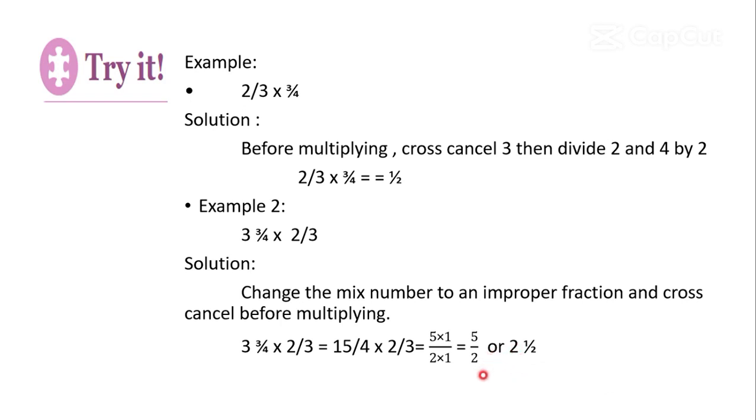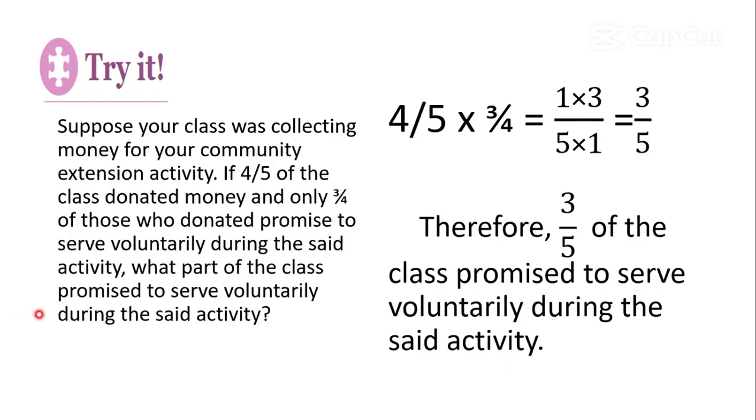Do you follow? Okay? Another example. Suppose your class was collecting money for your community extension activity. If 4/5 of the class donated money and only 3/4 of those who donated promised to serve voluntarily during the said activity, what part of the class promised to serve voluntarily during the said activity? How many of the 4/5 of the class who donated money will serve voluntarily?